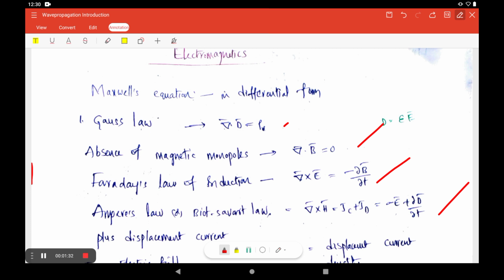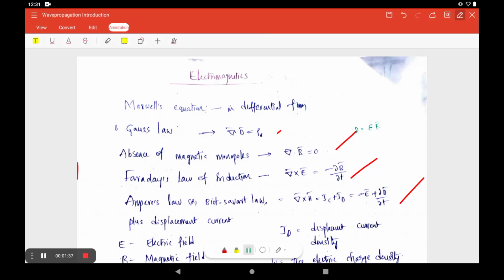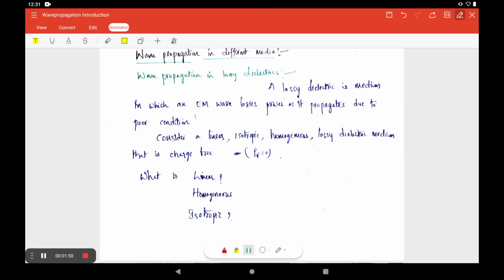Okay, now let us move on. This is the displacement current density, where JD is the displacement current density. Now, wave propagation in lossy dielectrics, wave propagation in different media.